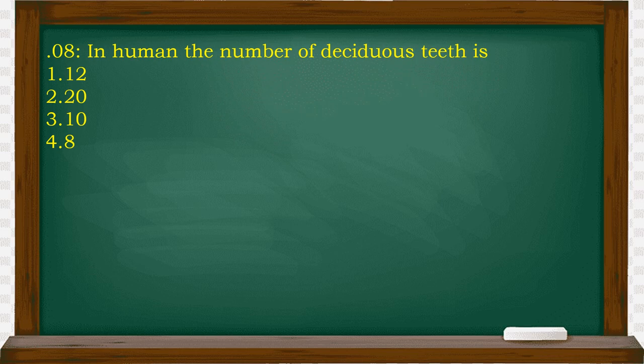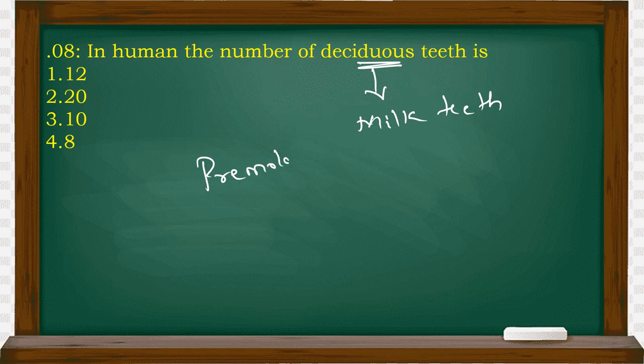Question number 8, which reads, in humans, the number of deciduous teeth is: option 1, 12, option 2, 20, option 3, 10, and option 4, 8. To solve this question, we need to understand the terminology deciduous teeth, which is nothing but the milk teeth. Milk teeth is a set of teeth that human beings usually possess before maturation, and milk teeth will not have premolars. So premolars are completely absent in the milk teeth. The human beings during the milk teeth condition will have incisors, canines, and molars.